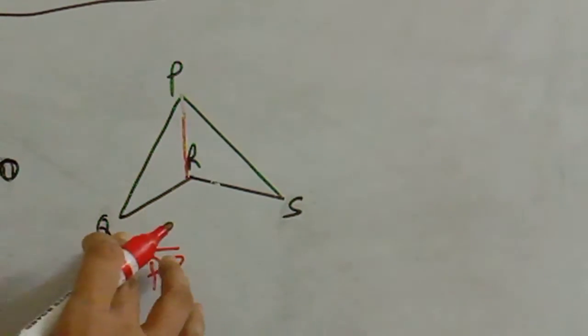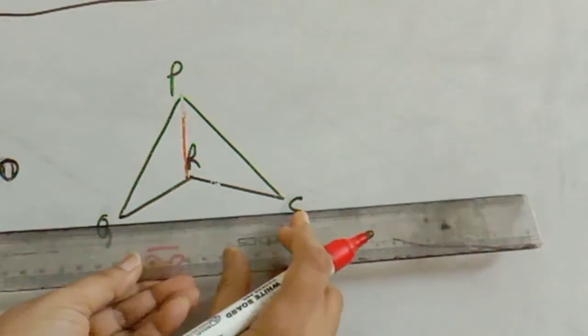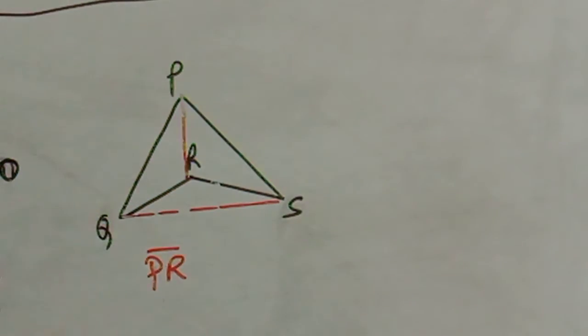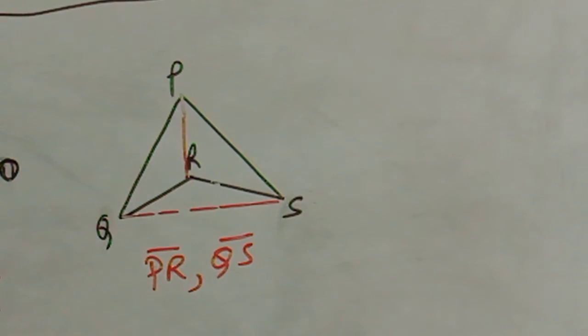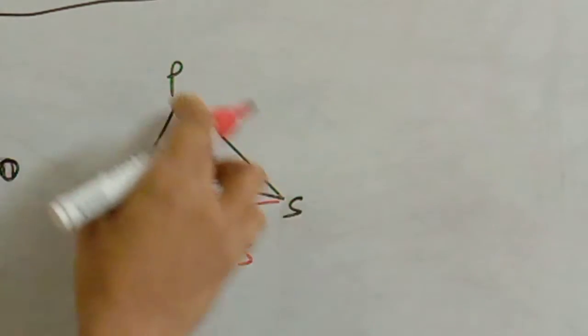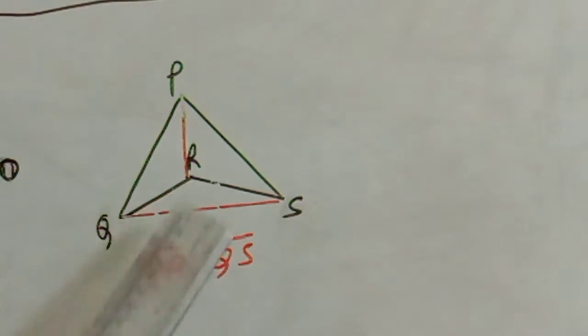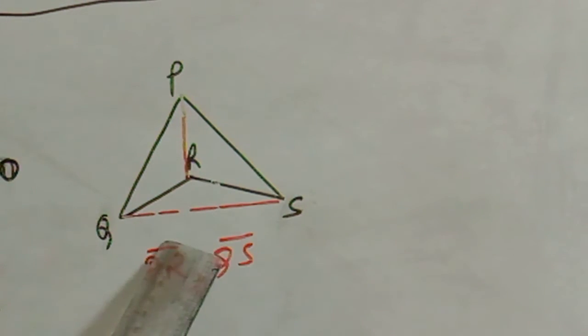From Q, these are consecutive, and the non-consecutive vertex is QS. These two are non-consecutive, but you see the diagonal QS is outside of the polygon. In this way, from S, SR, SP, SQ are already drawn. So the one thing you have to concentrate on here is that one diagonal is outside the polygon. Our polygon was PQRS, and diagonal QS is outside of the polygon.